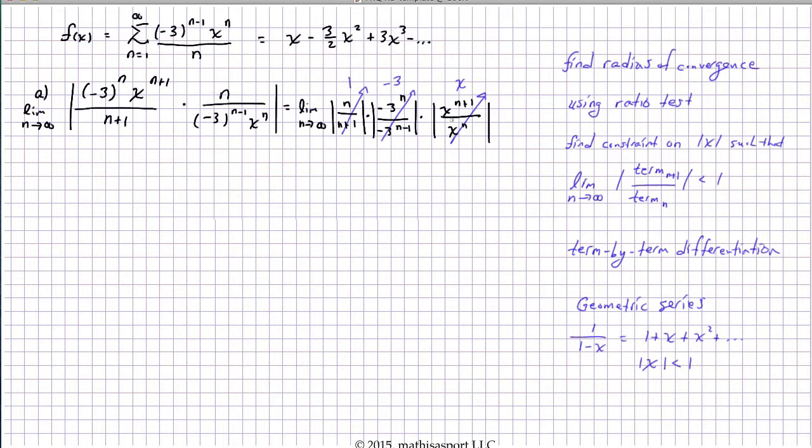So what we're really doing is we're saying -3x, we're constraining that to be less than 1. And the corresponding constraint implies that x has to be less than 1/3. Therefore, the radius of convergence r equals 1/3.